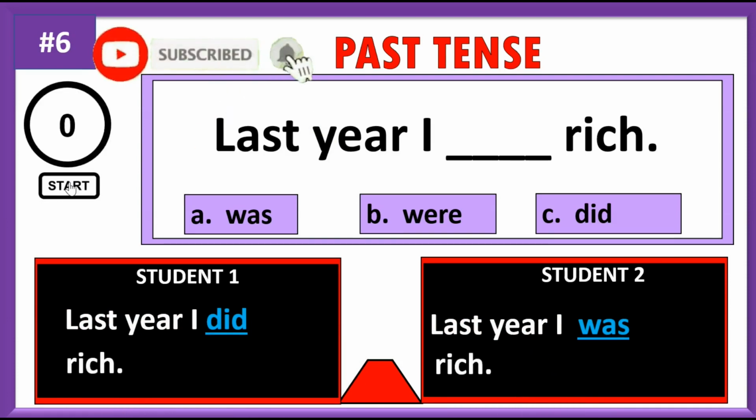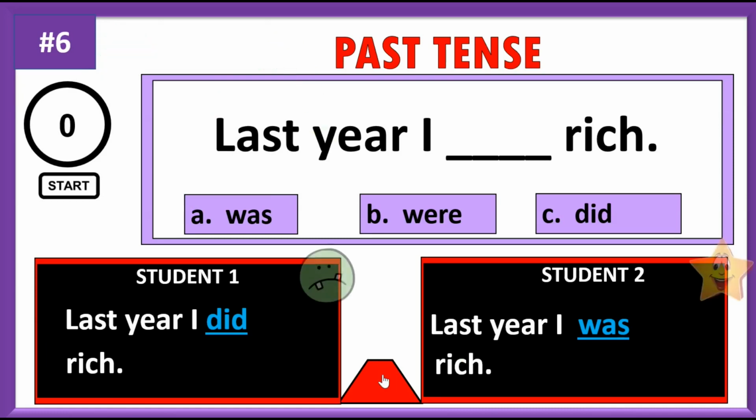Who is the winner? Let me see. If you say student 1, you are wrong. If you say student 2, then you are correct, because last year I was rich. And last year is the time expression that tells you to choose a verb in the past tense. And that verb is was.